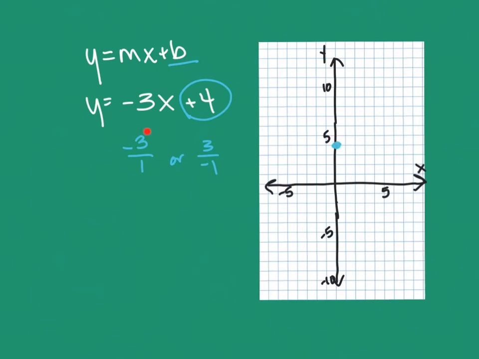So from here, let's do this one first. Down 3 and positive 1. 1, 2, 3, positive 1. Mark it. And then we'll do this one just so you can see too. This starting again from the y-intercept of 4. You're going to go up 3 and negative 1. 1, 2, 3, negative 1. Mark it. 3 points gives me a line.